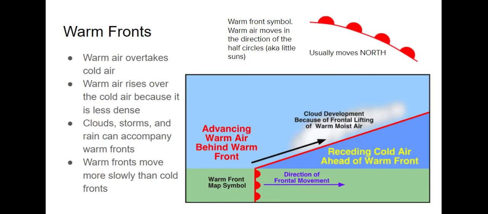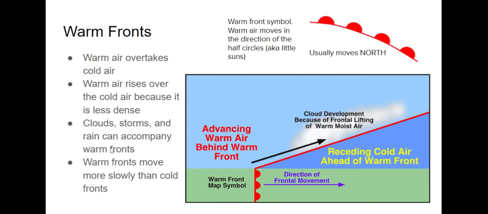Okay, the symbol at the top right up here, you can see it's a red line that has these little semicircles on them. I think of them as little suns, right? And suns remind me of warm, right? The sun is hot, right? It reminds me that this is the warm front because I've got my little suns right here.